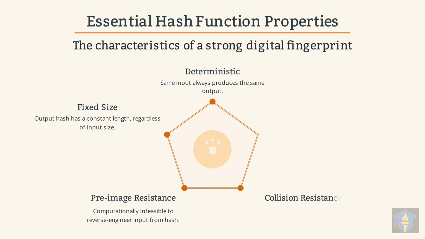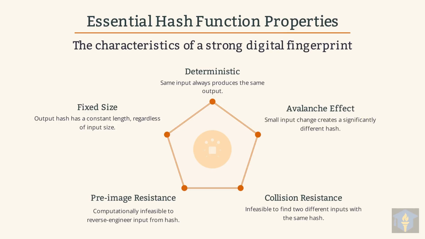Then there's collision resistance, which is absolutely critical for security applications. It should be practically impossible to find two different inputs that produce the exact same hash output. Finally, the avalanche effect ensures that even tiny changes drastically alter the hash. Even a single bit change in the input should result in a drastically different and unpredictable hash output.